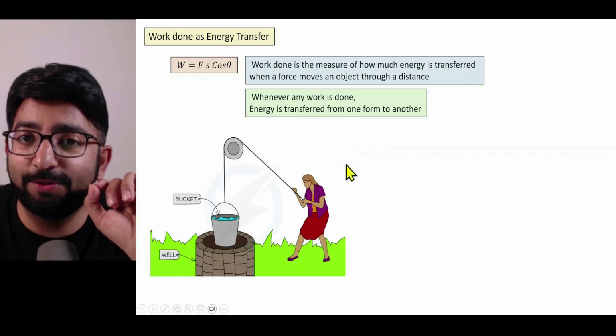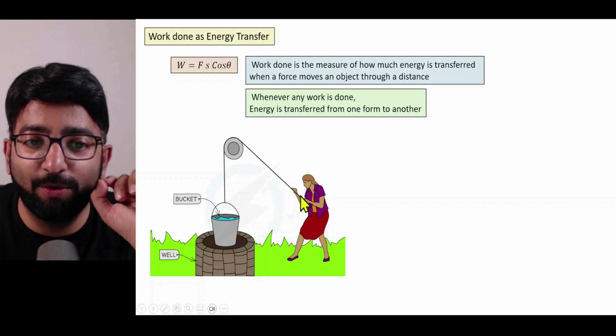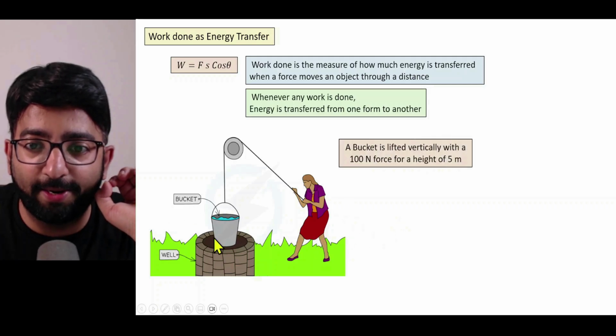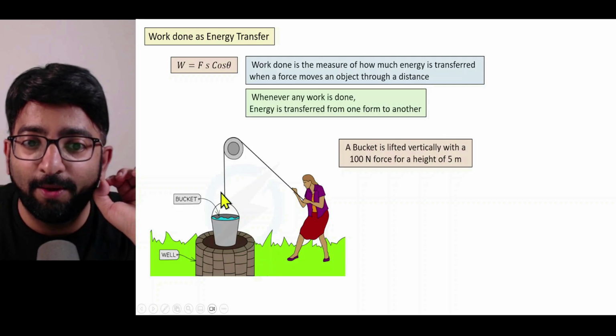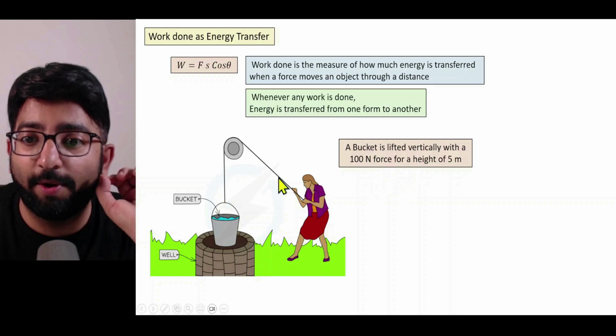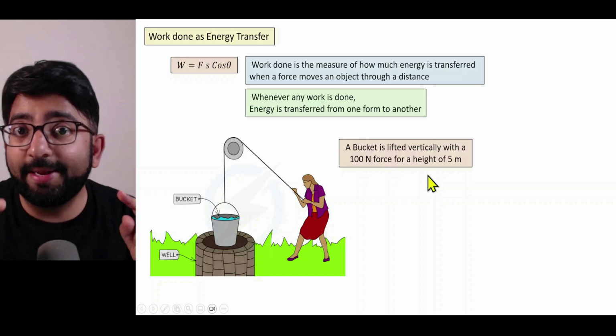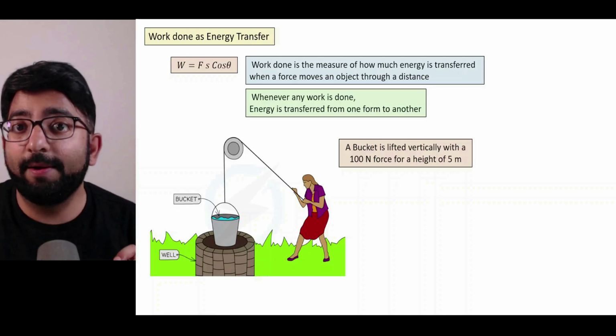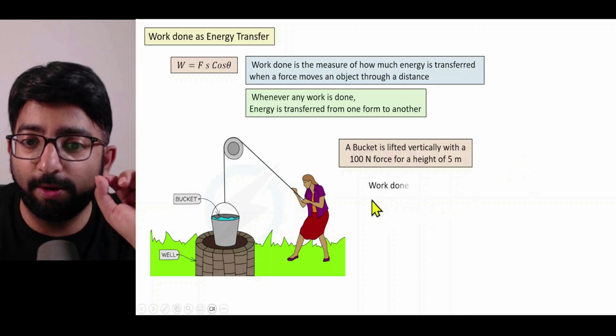So let's analyze this with a quick example. Look at this image. We have a bucket which is lifted vertically with a force of 100 Newton for a height of 5 meters. So the bucket is being lifted up by 5 meters. So we have to figure out the work done.